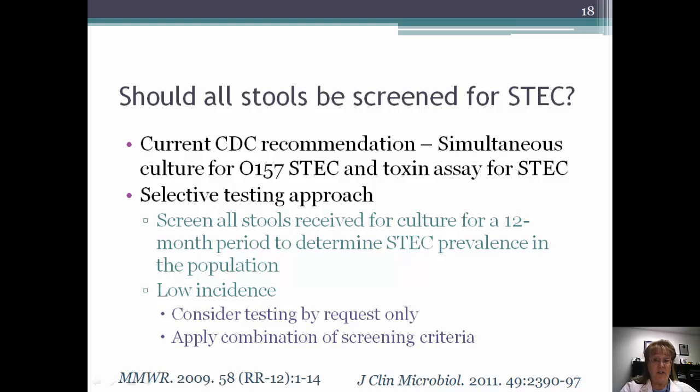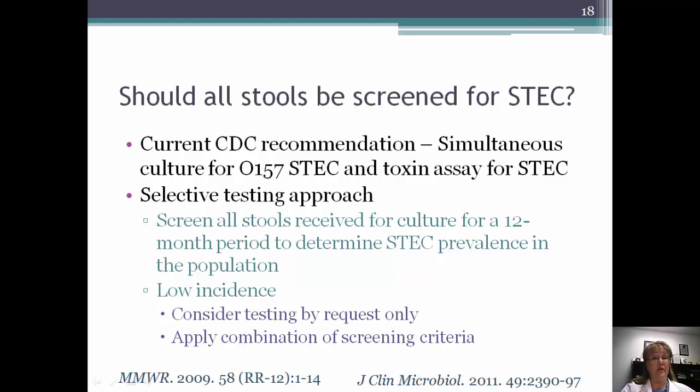So should we be screening all of our stools for STEC? Well, the current CDC recommendation says yes, and it's the simultaneous culture for E. coli O157, as well as using something like an EIA toxin assay to pick up the non-O157 STECs. Now, if you're one of those laboratories that says, I really don't think that I have enough in my population of these organisms to warrant doing the testing, you can use a selective testing approach.